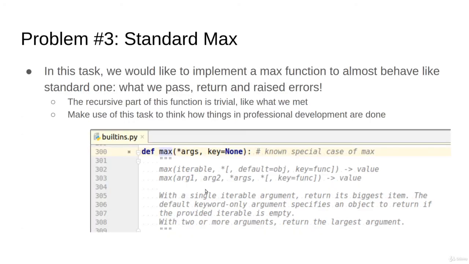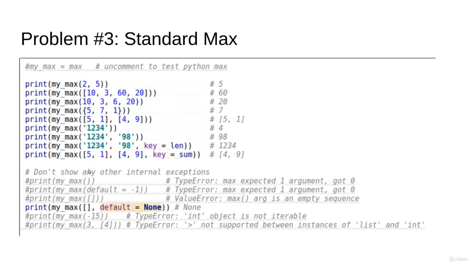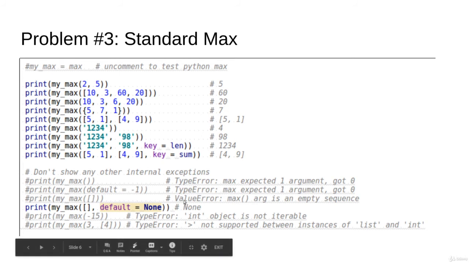Because according to the API, the default here is only for the iterable case, but we didn't pass an iterable so far. If you pass a max over an empty list, you get a value error that max arg is an empty sequence. Now you are passing something that is empty, so we cannot return a maximum. But if you pass the max a list and a default value, it will return the default value. And see here, I can even pass a default value that is None.